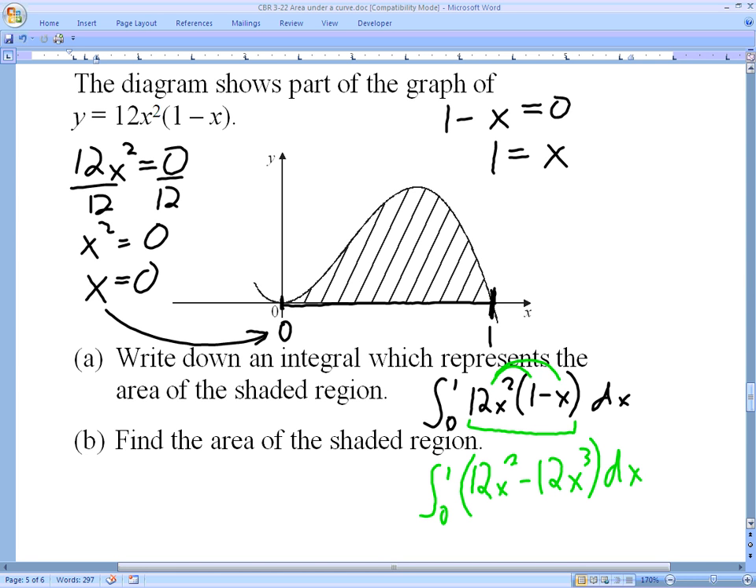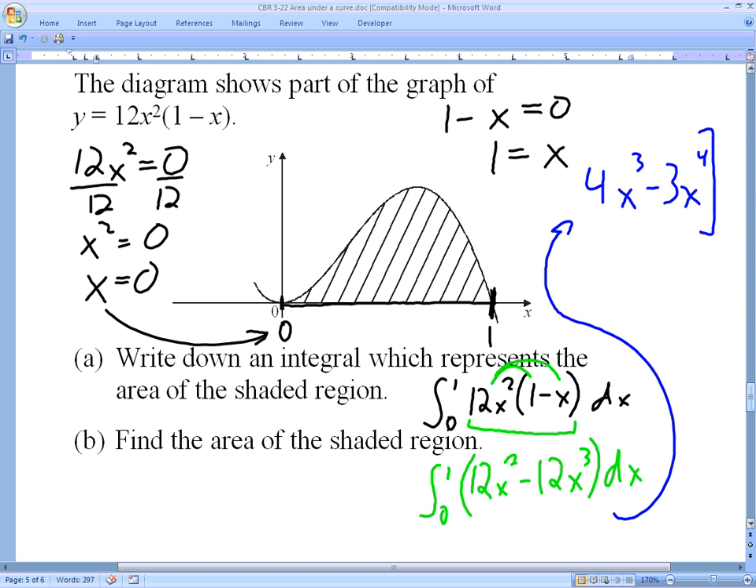Now we're going to do our integral. Still haven't done that. So I raise my exponent, so I have x to the third power. I divide by the 3, so I have 12 now divided by 3, which gives me 4. For my other term, I raise the x up to the fourth power. Then I divide that 4 with the coefficient, which was a negative 12. Negative 12 divided by 4 gives me 3. And I still need to plug in my boundaries from 0 to 1. So we're going to go ahead and plug those in now.